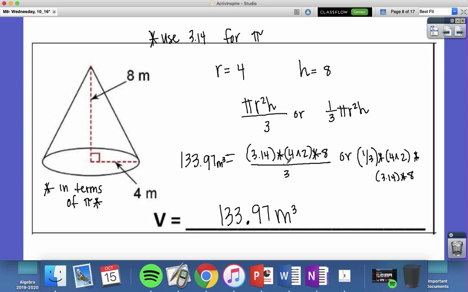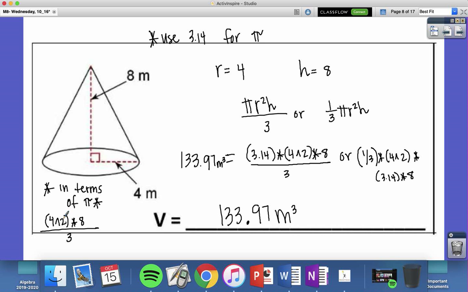If instead they had said express in terms of pi, the only difference is in our formula, we would not have multiplied by 3.14. We would keep that 3.14 out of our formula because we're going to leave pi in our answer. So if instead we had to do it in terms of pi, we would do 4 to the second power, so the radius squared, times the height, all divided by 3. And then we're going to leave pi as a part of our answer.